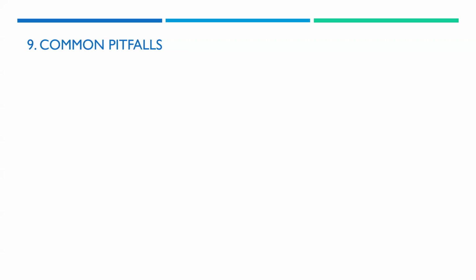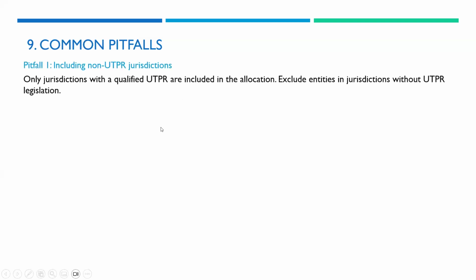We will only move forward if you understood what UTPR is and have at least a basic understanding of how it works. If it ticks all the boxes, it's good, and later on you can read more, but it should tick all the boxes. You should not have any lingering doubt anywhere. Now, with that said, the common pitfalls while applying UTPR: number one, including non-UTPR jurisdictions. I told you that you should only include jurisdictions with a qualified UTPR in the allocation. Exclude entities in jurisdictions without UTPR legislation. That is one mistake everybody makes if the constituent entity numbers are very big.